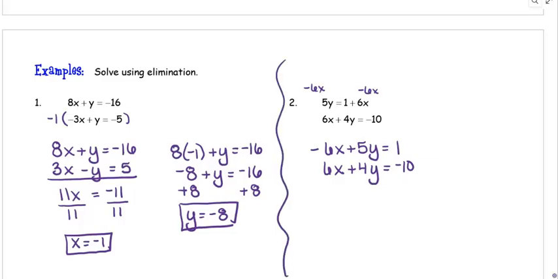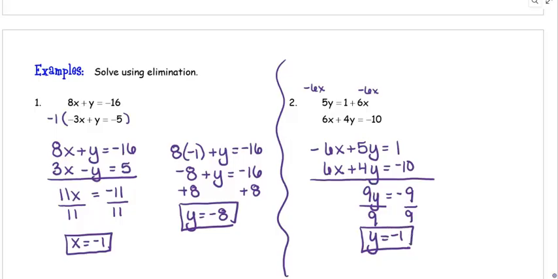All right, I'm looking for opposite coefficients, and I see I have that on the x's. I have 6 and a -6, which means I can add them together. When I do that, the x's cancel out. 5y and 4y is going to give me 9y. 1 and -10 is going to give me a -9. And then if I divide both sides by 9, I'm going to see that y is equal to -1.